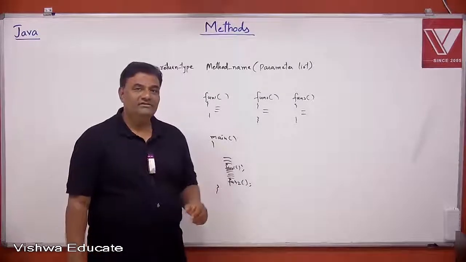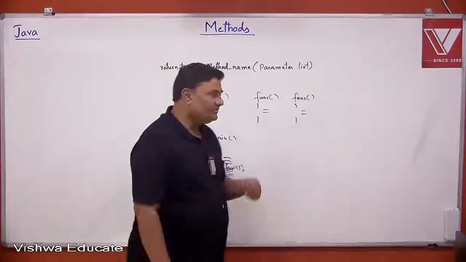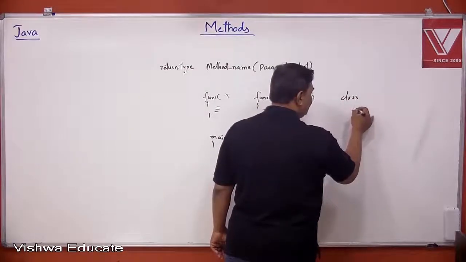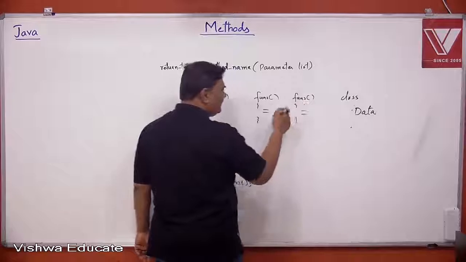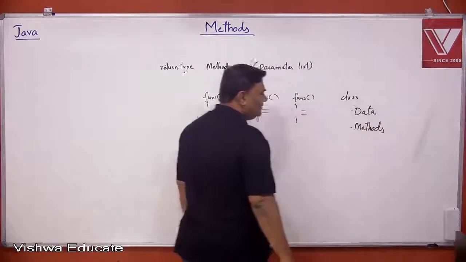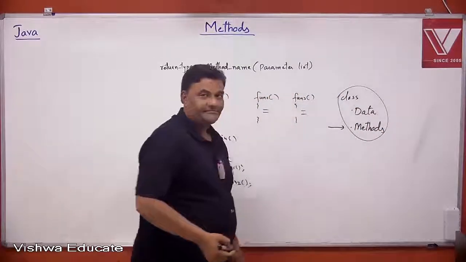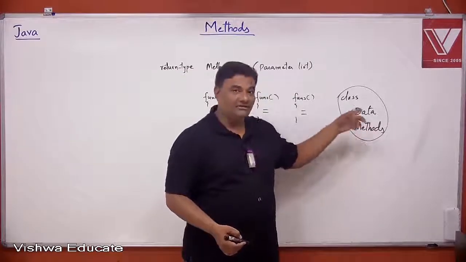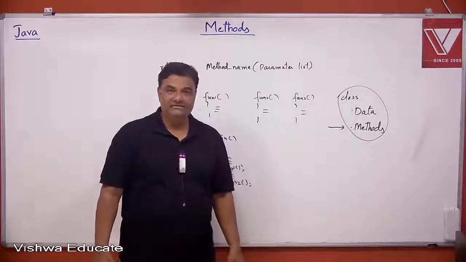But in object orientation, the idea is different. Here we have classes, and a class will contain two things: data and operations on that data. The operations can be called functions, but here we call them methods. These are the methods used for operating on this class. Those functions are meant for that data, and for that particular class only. That is the reason we call them methods.